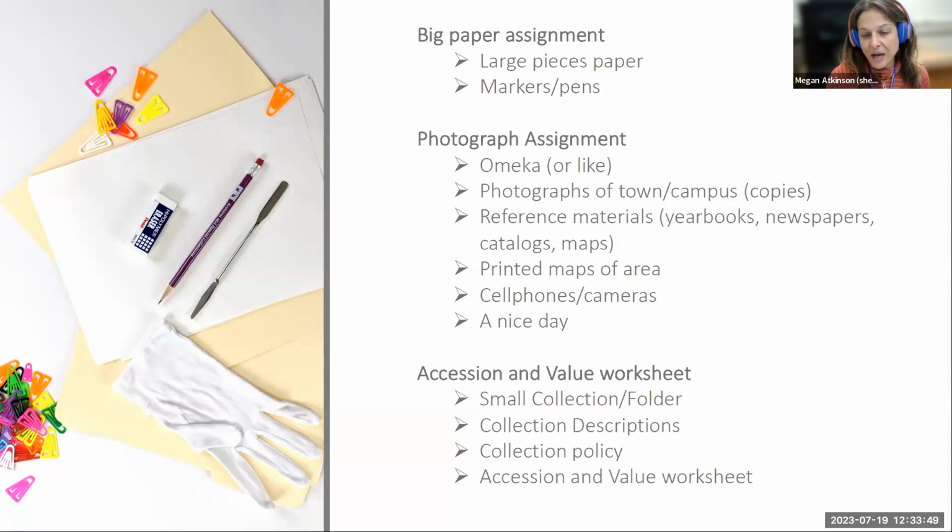Basically, at the beginning of the class, we talk about values, intrinsic and informational. We also talk about collection policies and why you would take something in and not take something in. This one involves a little more class period time, because obviously you have to teach about these things, but I also pull a small collections folder for each one of the students. And they go through a worksheet.